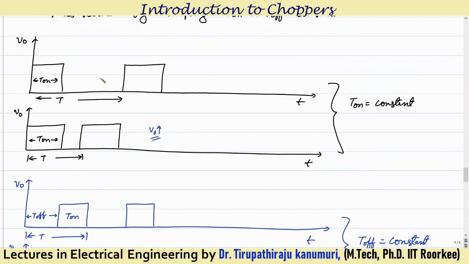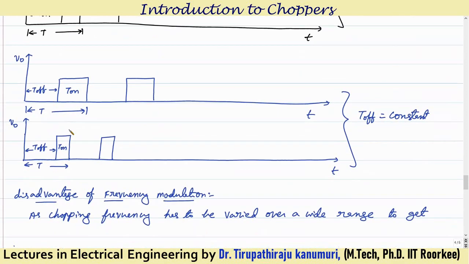How much time this thyristor is turned off, that is varied. So that's why the total time period is varied. The second way is to keep the off time constant and vary the on period.